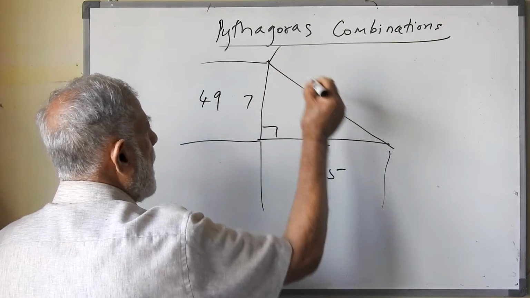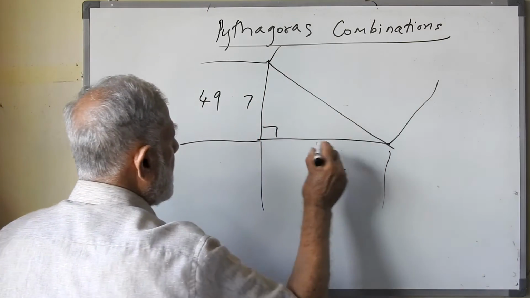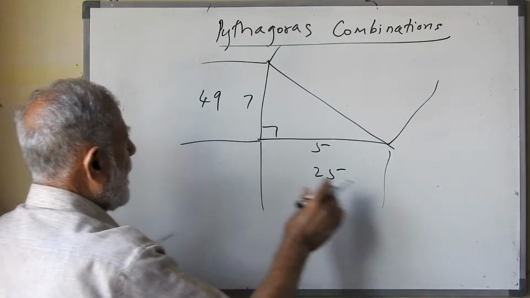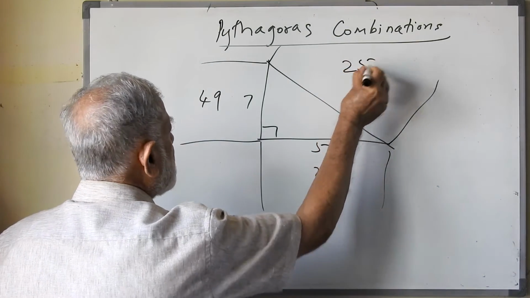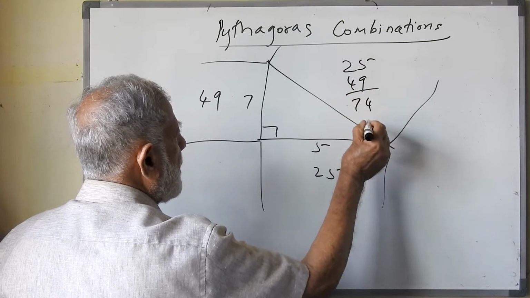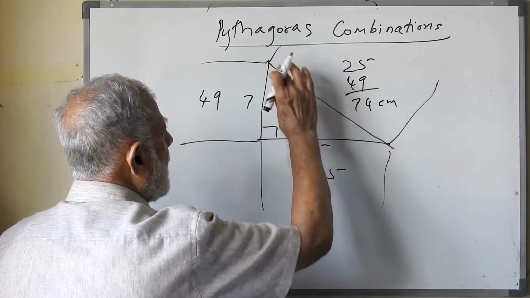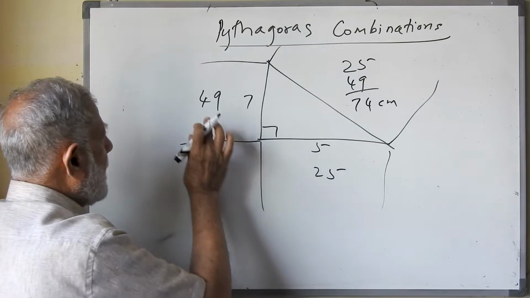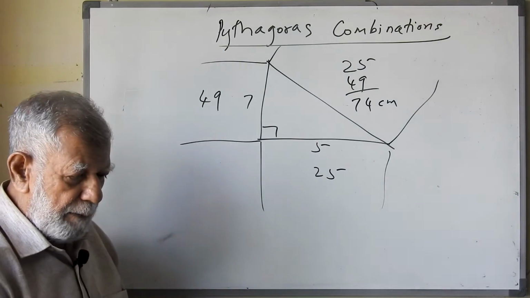The square on the hypotenuse will be equal to, this is called the hypotenuse, we studied, the longest side is called the hypotenuse. The square of the hypotenuse will be 25 plus 49, that is equal to 74 centimeter square. The area of this square is 74, of this square 25, and of this square 49. That's what we studied in the last lesson.